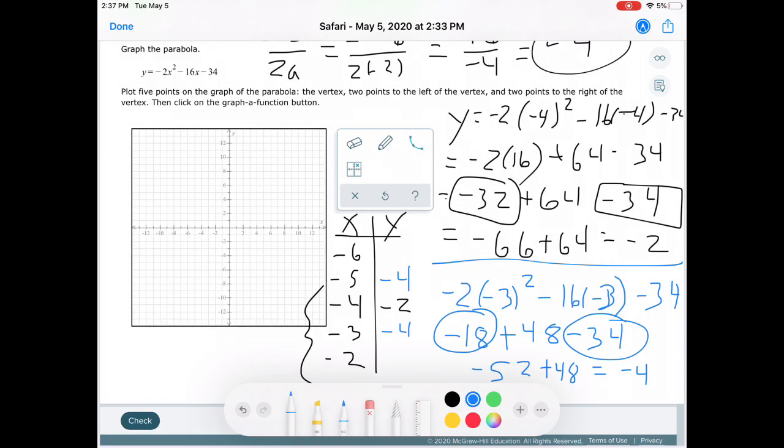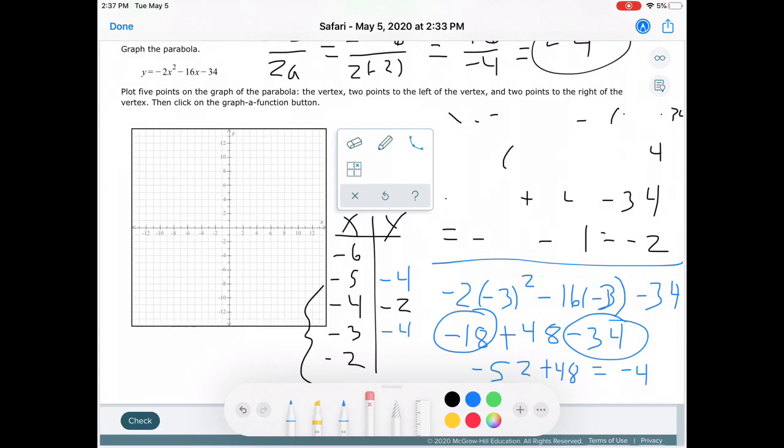We're going to need to clear up some space. I wish my eraser was a little bit larger than the tip of my finger. That would be fantastic.